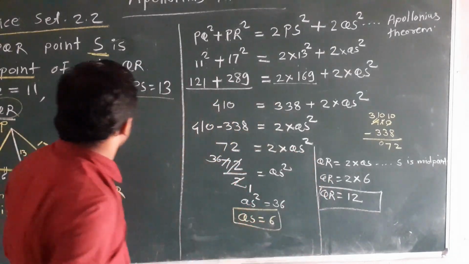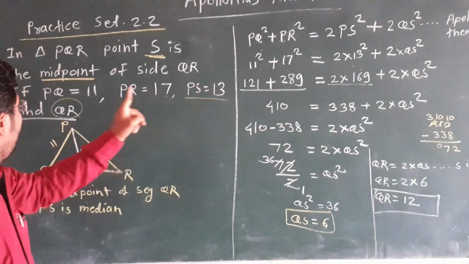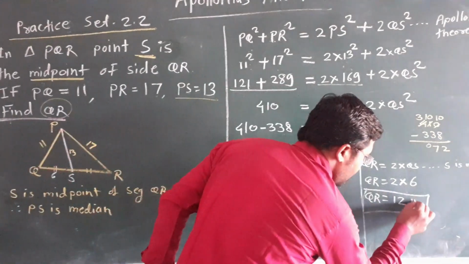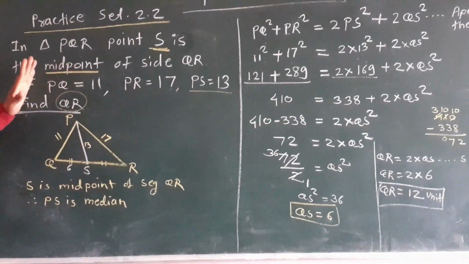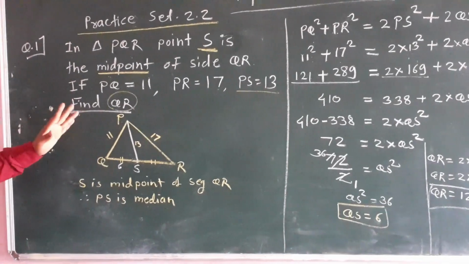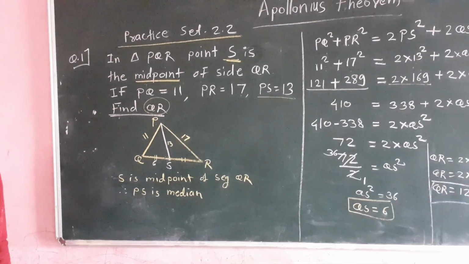Okay, what is the unit? Here it does not give a unit, so write here 12 unit. Okay. Look at the board now. By using Apollonius theorem, we can solve this example.